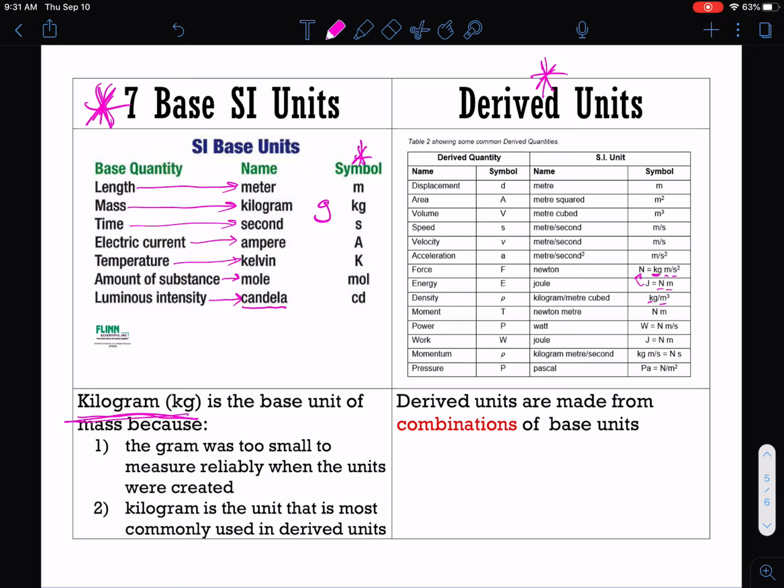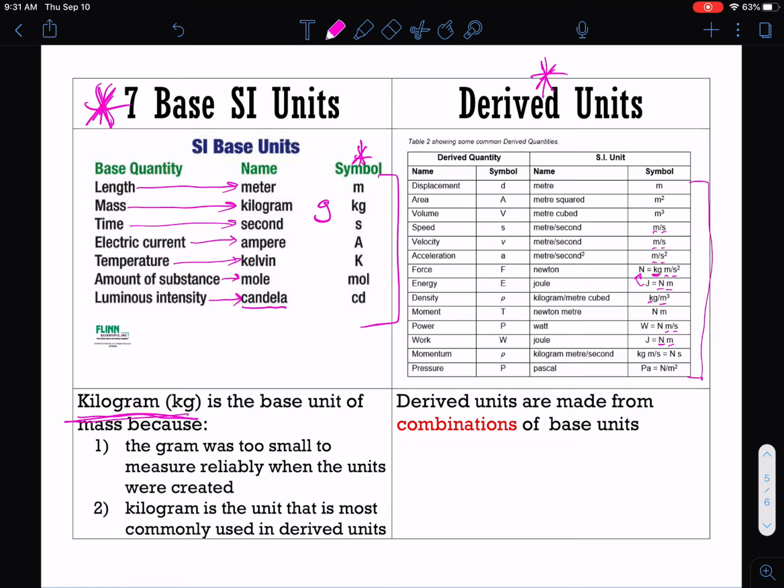Kilograms, meter cubed. Meters per second. Meters in newtons. Meters per second. There's 2. Meters per second. Meters per second squared. You don't see any of those here. But because you can combine them in different ways, you can get derived units. And you don't see grams anywhere over here.